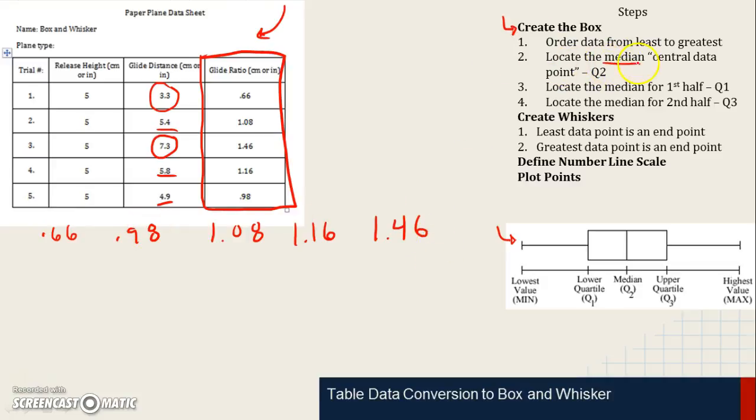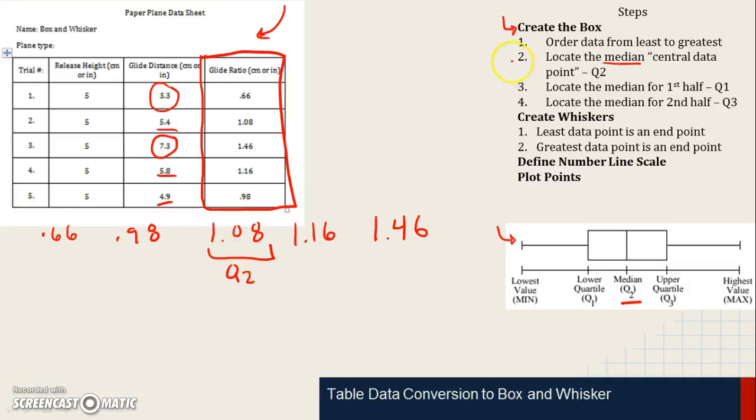After I list them from least to greatest, I'm going to locate the median. The median is the central data point, or the middle number. So I've got 1, 2, 3, 4, 5. The middle one would be 3. 1, 2, 3. This is the middle one of my data set. So I'm going to make this Q2, which is just a mathematical symbol they use in box and whisker plots. This is my Q2, or the median of my entire set.